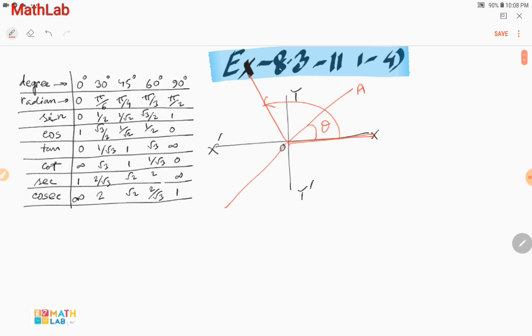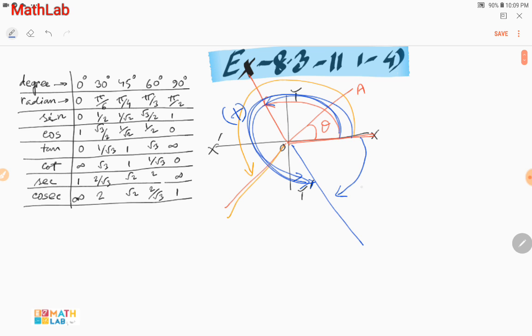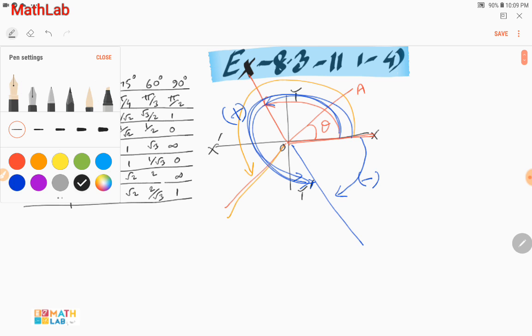When you go into the second quadrant, then your angle will be this one. When in the third quadrant, your angle will be this one. When your line is in the fourth quadrant, then your angle will be like that. So in trigonometry, the trigonometric angle always goes anti-clockwise. When it goes anti-clockwise, the angle will be positive, and if the angle goes clockwise, then that angle will be negative.